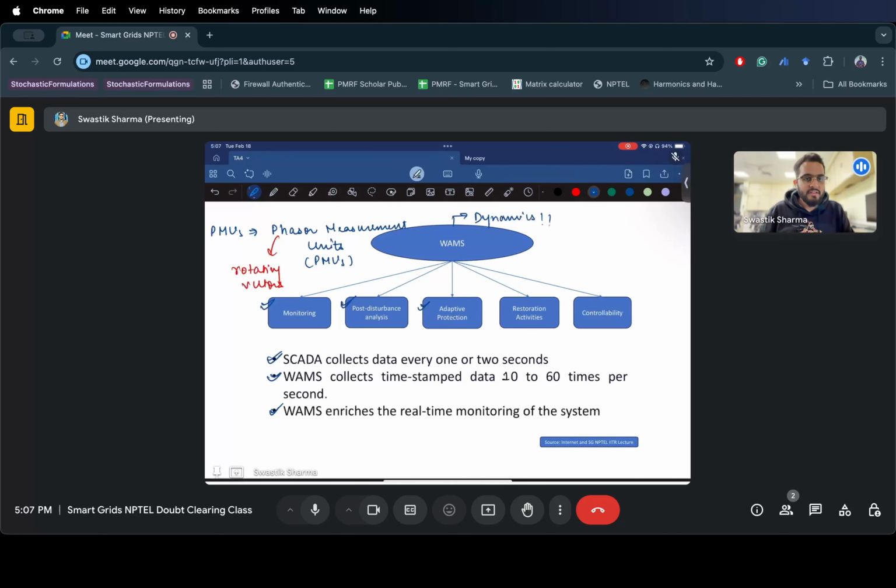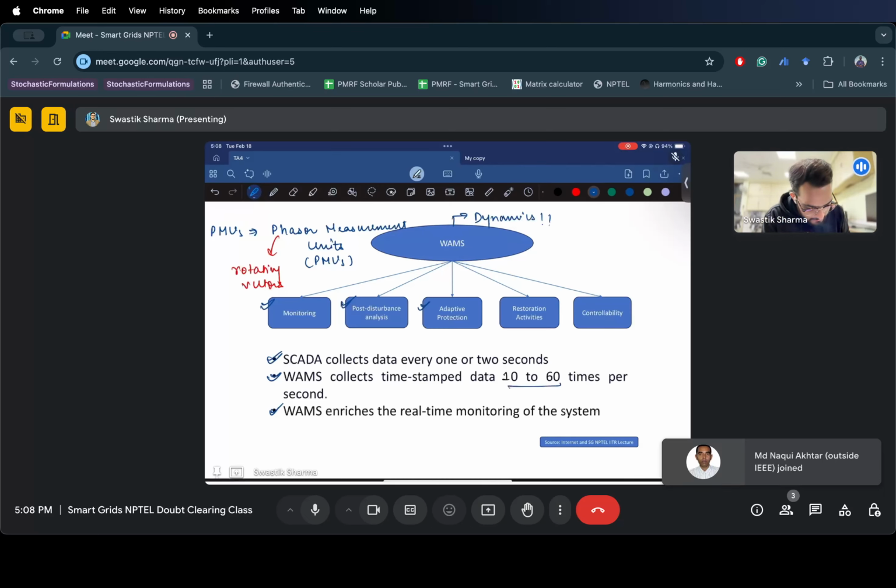This can also be used in restoration activities, right? For example, let's say a blackout or a brownout has occurred and the system was completely shut down, and now you want to restore it back to its normal operation. For that, you can use the sequence of data showing how the system is responds at particular milliseconds, because you have such high resolution, 10 to 60 times per second. So that is one major application of WAMS.